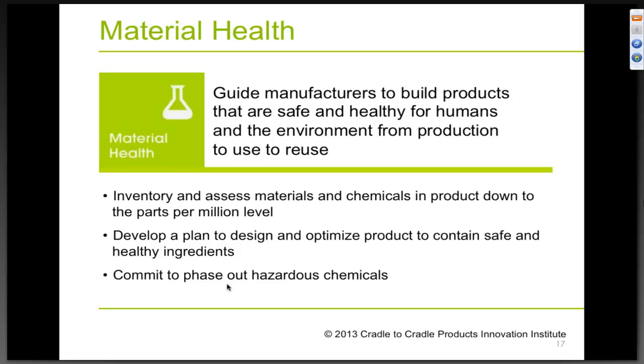So it begins with that and continues with an assessment of the rest of the product in order to determine how it needs to be optimized. So an assessor will work with a company to identify all of the formulations in all of the materials in the product down to 100 parts per million of the product. And this process can take a long time depending on the complexity of the product and depending on the relationships of the manufacturer with their supply chain.